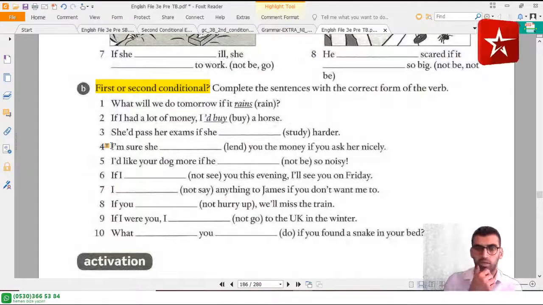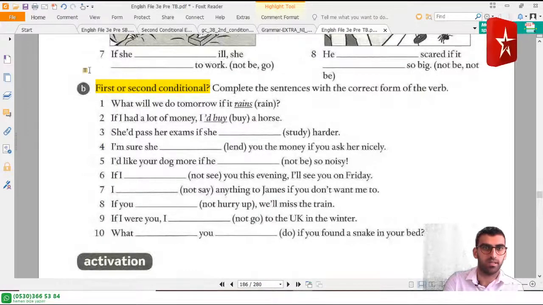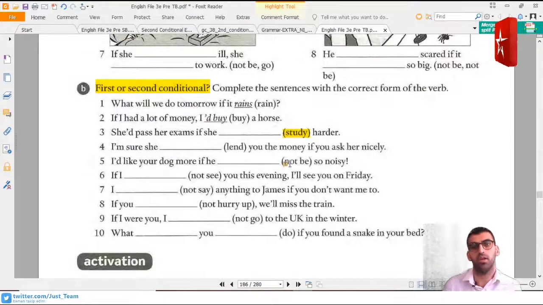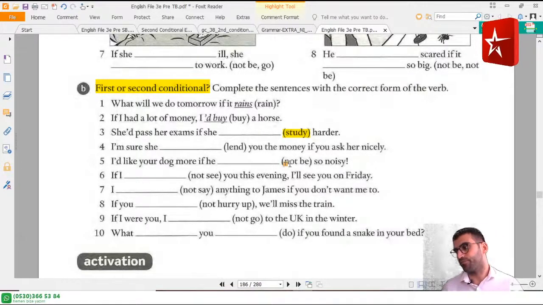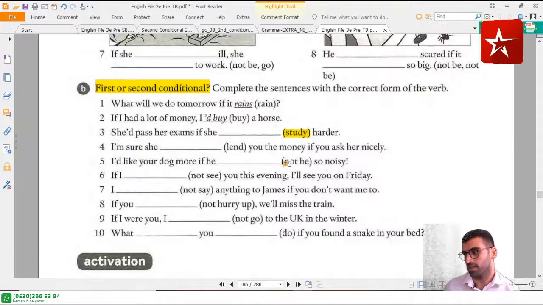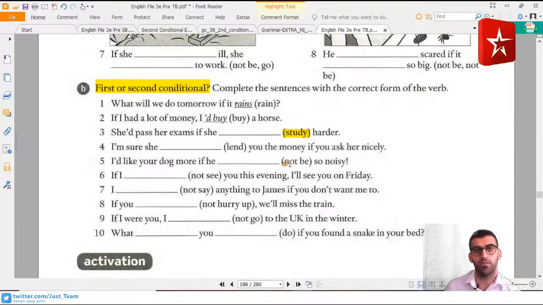Studied. Yes, Tuko wrote the correct answer. Studied is a correct answer. We have to change this to the second conditional. Yes, studied is a correct answer for number 3. She would pass her exams if she studied harder.